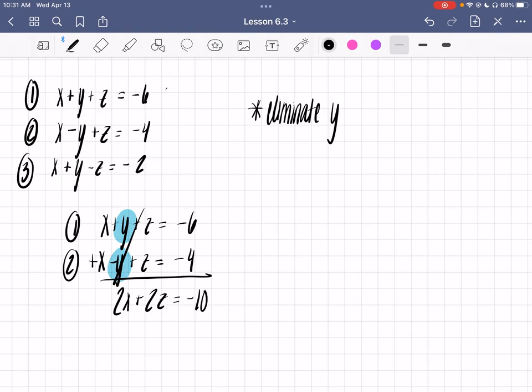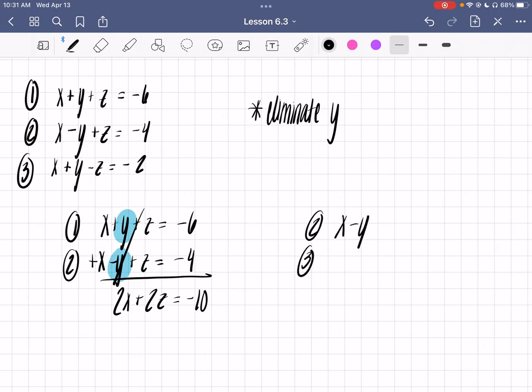Okay, so I've already used 1 and 2. Now I'm going to use 3, obviously, and if I look at equation number 3, I have a positive y here, and so the easiest one to use with this one, again, would be the second equation. Otherwise, if I use the first one, I just have to multiply that by a negative. Okay, so we're going to use equations 2 and 3.